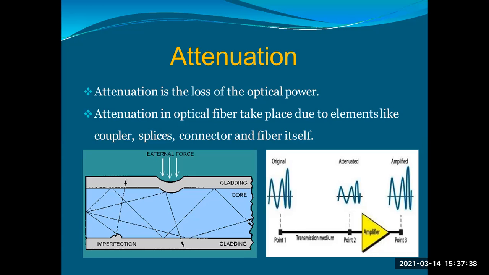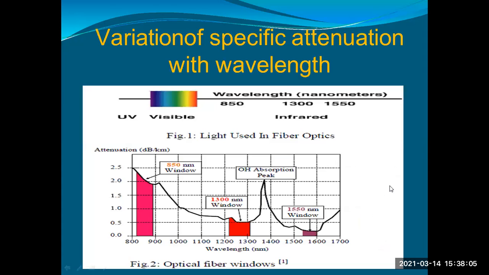You can just see this. This is the original ray, and there will be some loss in the signal, and you just amplify it. Then you have an amplifier here. Point 1 is the original signal, and this is the transmitting medium. At point 2 the signal has some attenuation, the loss of the signal, and by using the amplifier again you amplify it, and we get this amplified signal. We call this the attenuation process.